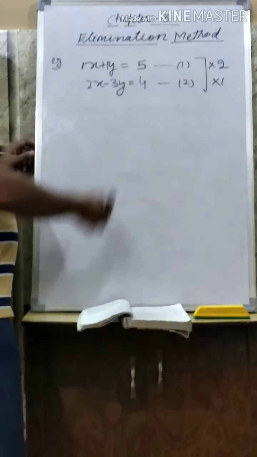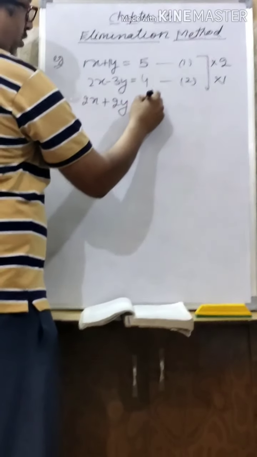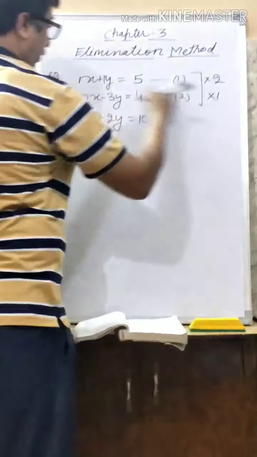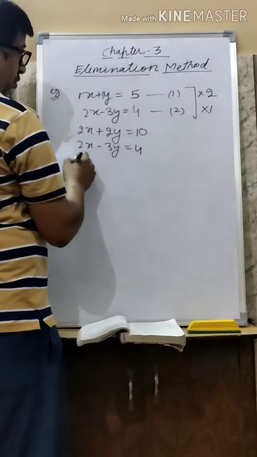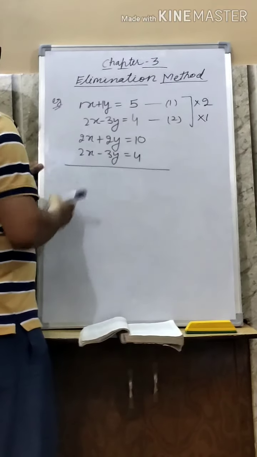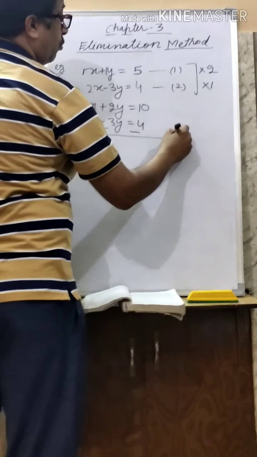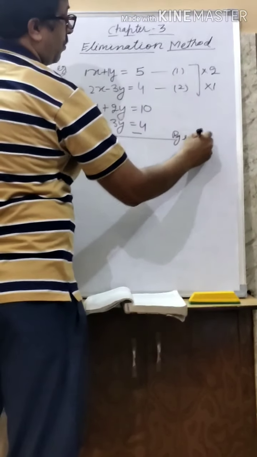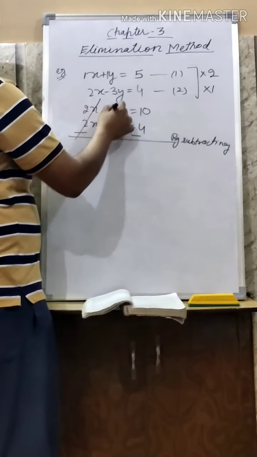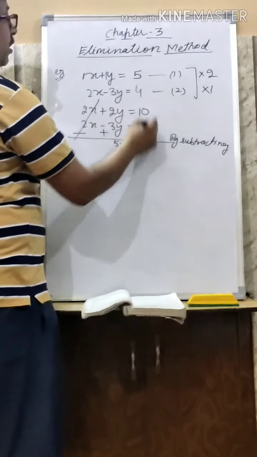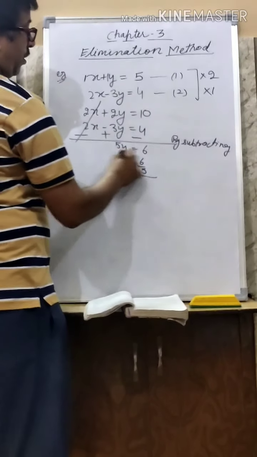Clear this? So now multiply by 2: 2x plus 2y is equal to 2 fives are 10. Multiply by 1: 2x minus 3y is equal to 4. Now 2x will cancel. When does it cancel? When you subtract. So you write here, by subtracting. Because you are subtracting, you change the sign. Then 2 plus 3, 5y, 10 minus 4, 6. So y is equal to 6 by 5.